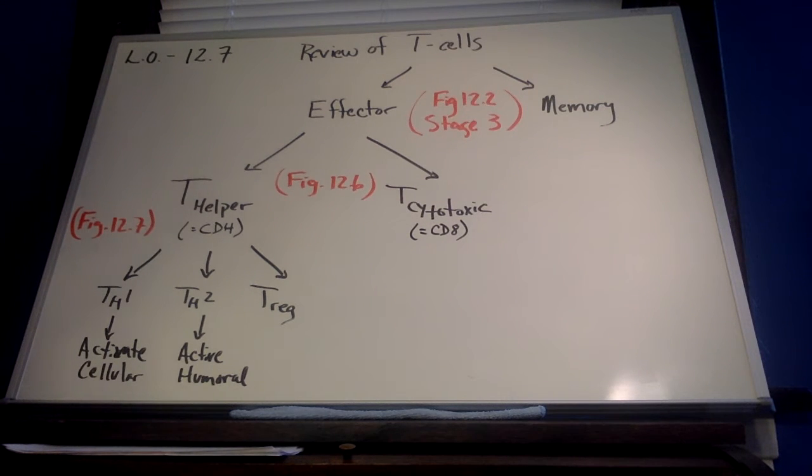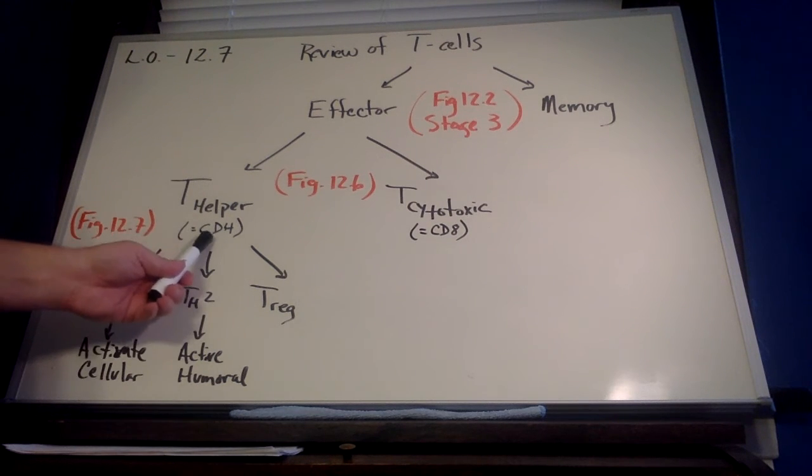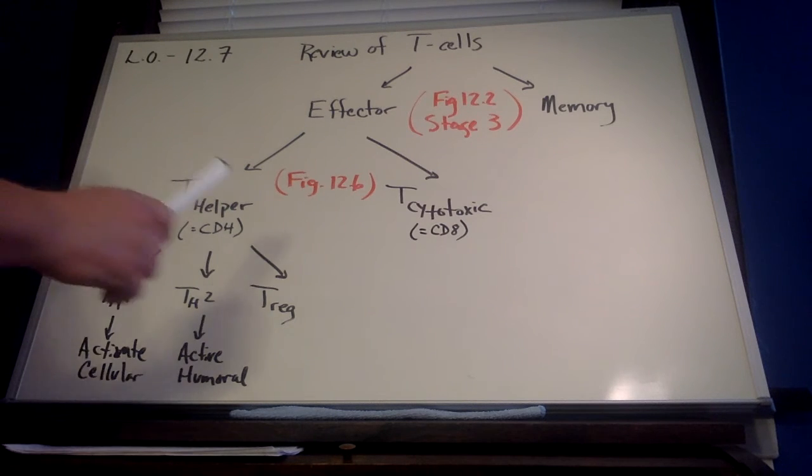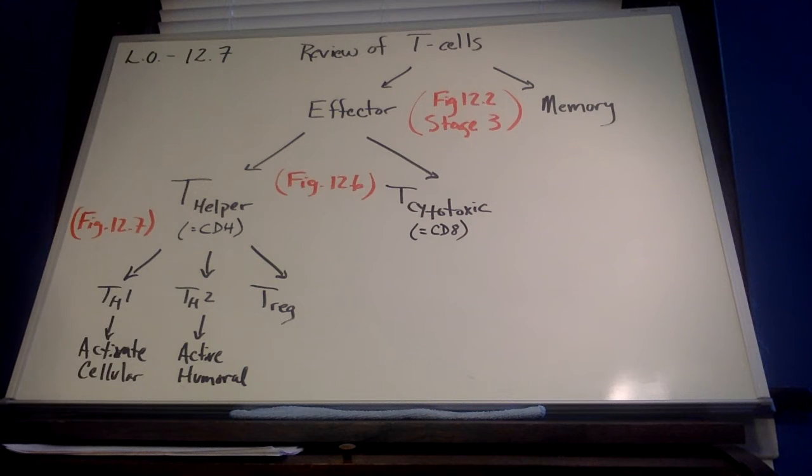And if you look back at figure 12.2, you can see this in stage 3. The effector cells we learned had different subsets. The first way we can break up our effector cells, if we look at figure 12.6, is into helper cells, which are recognized by their cluster of differentiation 4 proteins, and T cytotoxic cells, which can be recognized by their cluster of differentiation 8 proteins. T cytotoxic cells are the ones that actually go out there and take on the antigens and break them down and bring them under control.